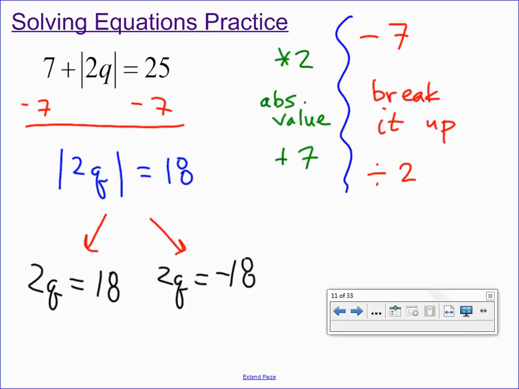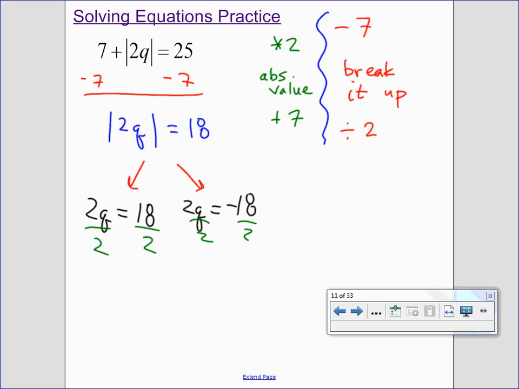So my break it up that I shared earlier is when I set the quantity inside the bars equal to the positive distance number, and I set it equal to the negative distance number. Two separate equations. We've broken it up. Now you just finish it up. My last solving step was divide both sides by 2. So we're just doing it now to both equations in our path. I'm getting q equals 9 and q equals -9.